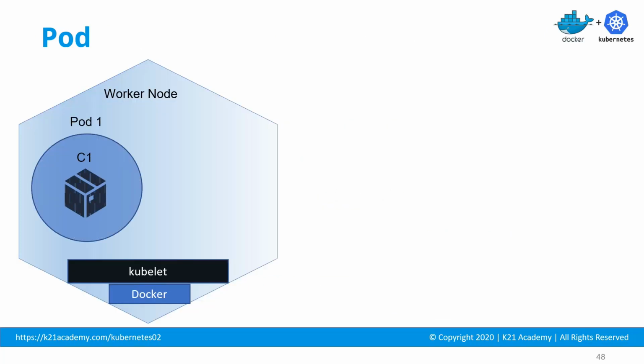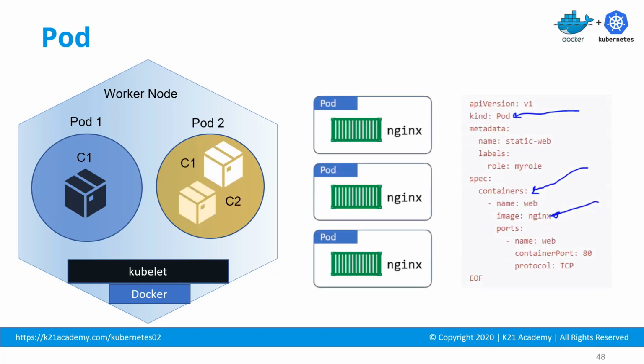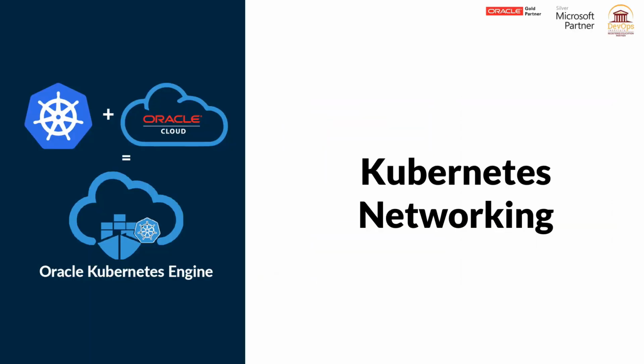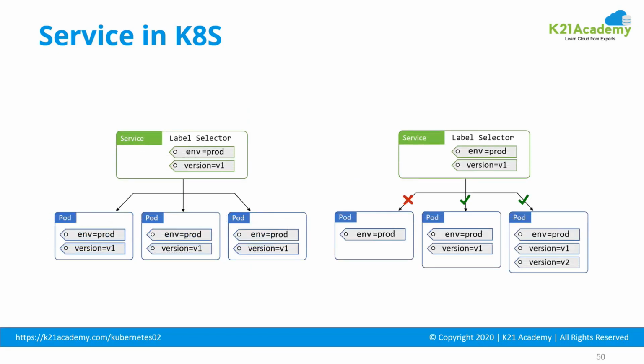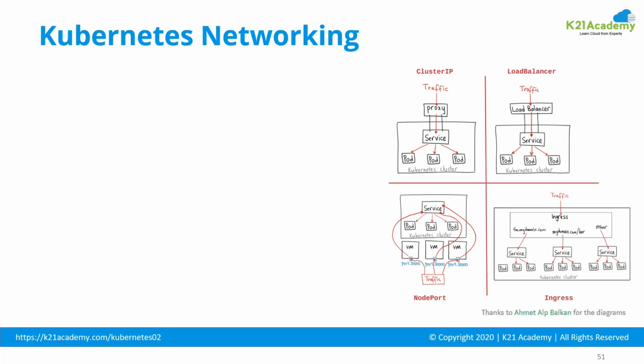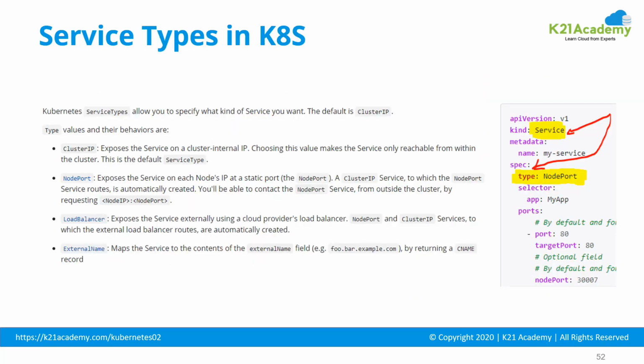Then pods are the smallest deployment unit on which you deploy your applications. And when you need to talk to an application running on a pod, instead of directly connecting to the pod IP, you define a service and you connect via the service. A service is mapped to a pod or application running on a pod via the label. And there are different types of services available on Kubernetes.